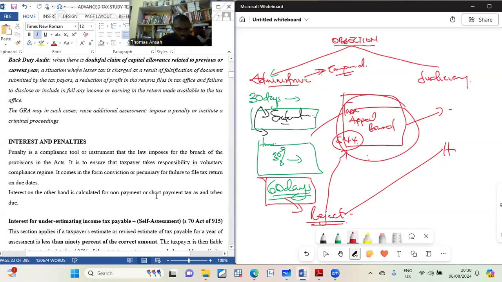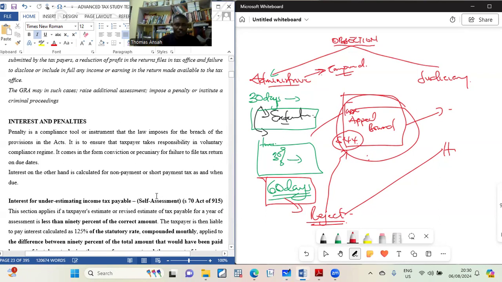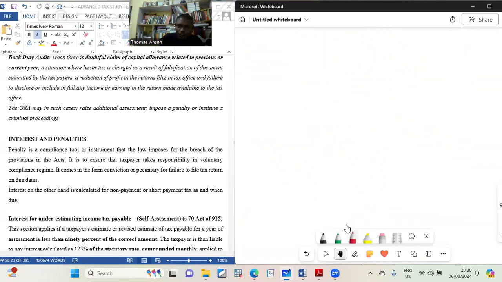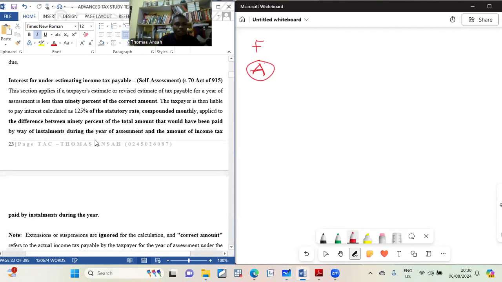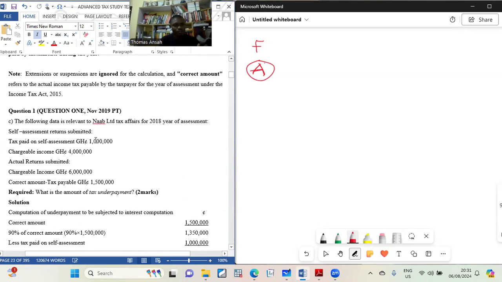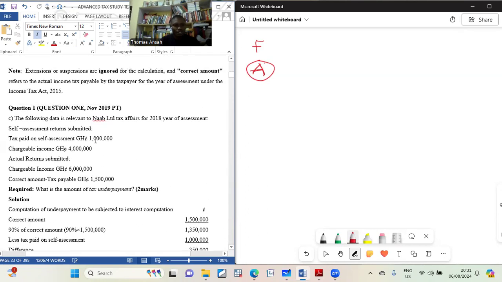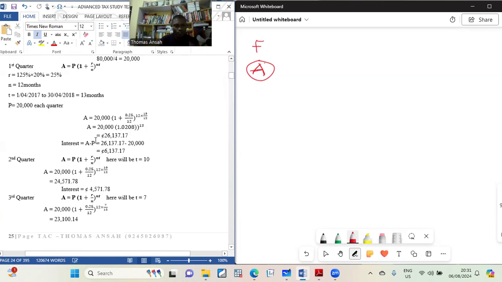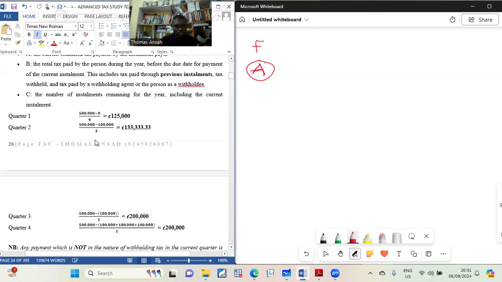Interestingly, we are talking about the elements, and we've done F, we are on A. There is interest and penalties we need to learn how to calculate, but I'll push that to another meeting. We will learn how to calculate the interest and penalties, pure calculation. So the next time we meet, you should come with your calculators. For now, we are just looking at the theoretical things.